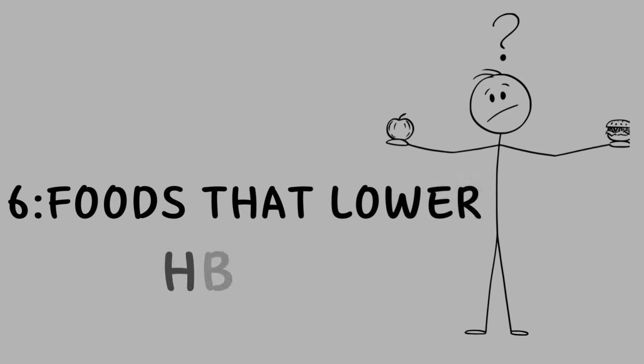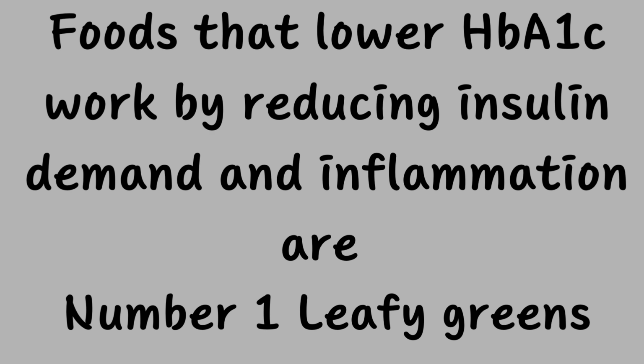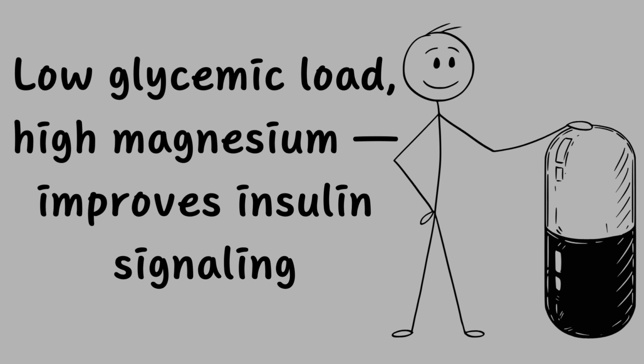Foods that lower HbA1c. HbA1c reflects long-term glucose exposure. Foods that lower HbA1c work by reducing insulin demand and inflammation. Leafy greens: low glycemic load, high magnesium, improves insulin signaling.